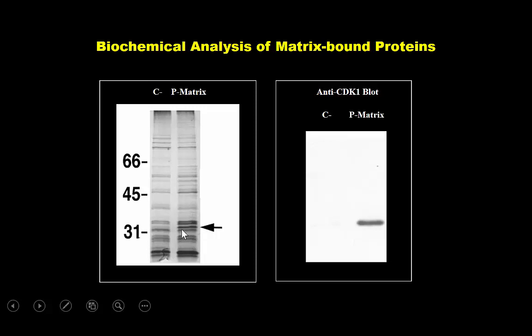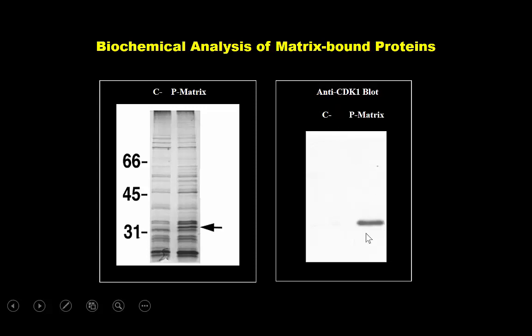But you can see here, one protein here. This is very strong only in the positive matrix. This can potentially be the real target protein. Also, this band is confirmed by antibody treatment, and anti-CDK1 showed that the identity of this band is real CDK1.